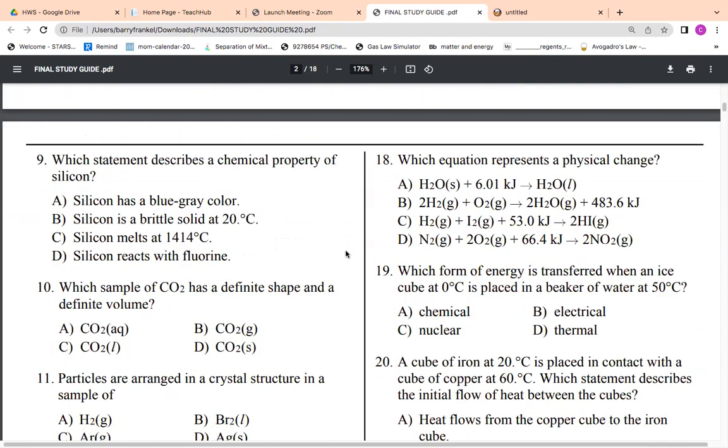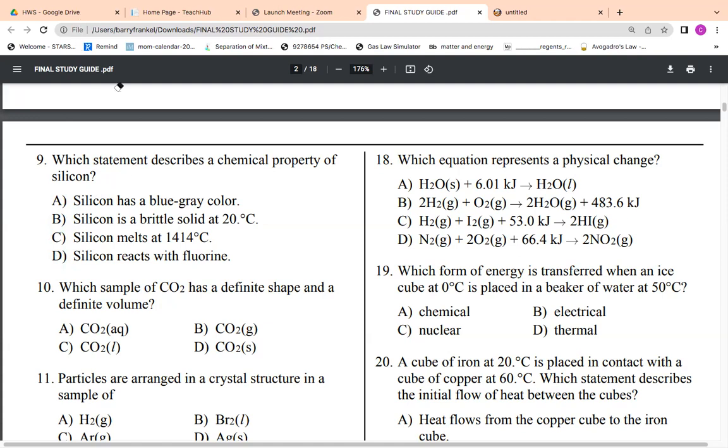Moving on to the next page, number 9, which statement describes a chemical property of silicon? Remember that a chemical property is something that describes how a substance will react with something else, okay? So choice A, B, and C, color, phase of matter, and melting point, those are all physical properties. This is the only chemical property here. This is, again, describing how something will react with something else. This is a chemical property.